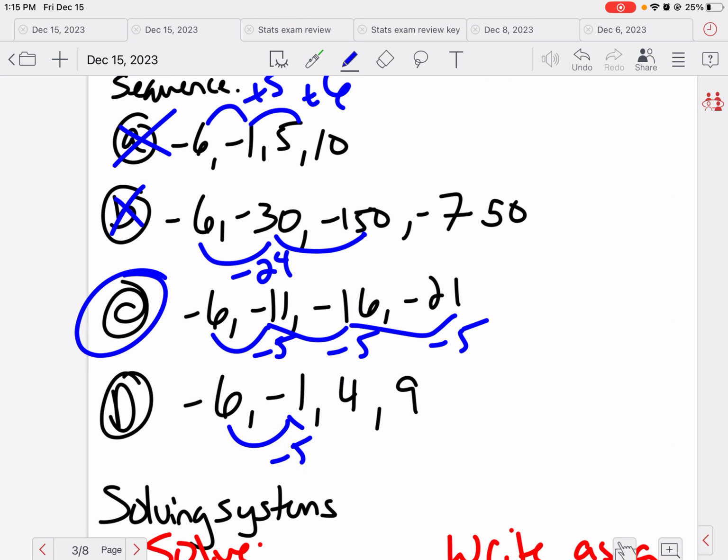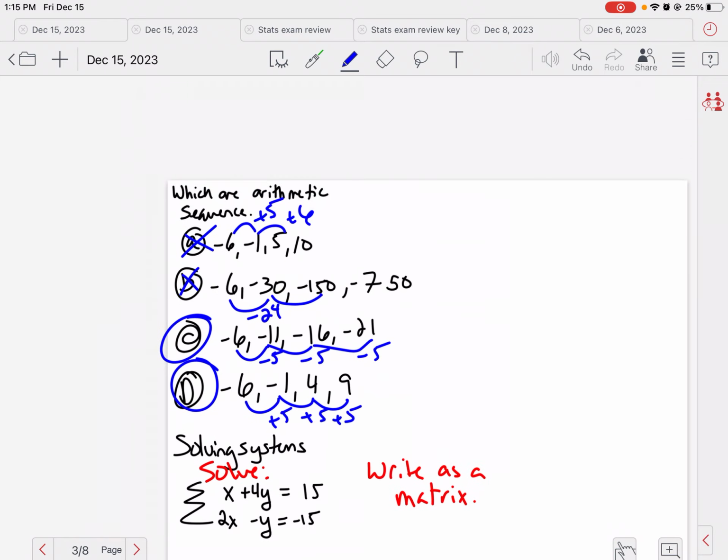This is -5, or +5, I'm sorry. This is +5, and this is +5. So I believe both of those are arithmetic sequences, because I believe the question had more than one answer possible, which does happen. So make sure you read the whole question to make sure that it makes sense. Okay? All right. And we're going to pause that video here.